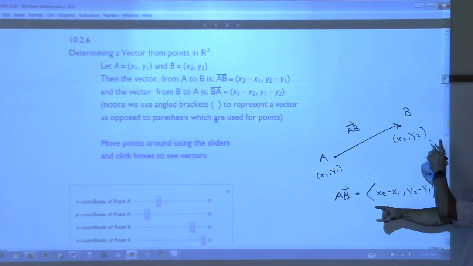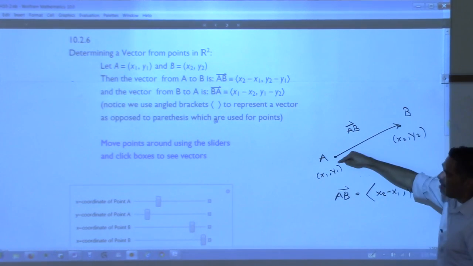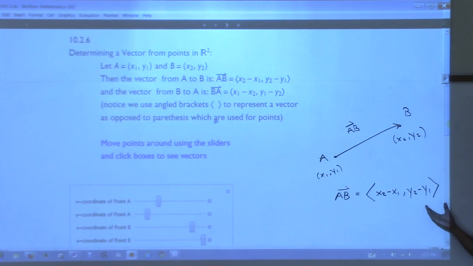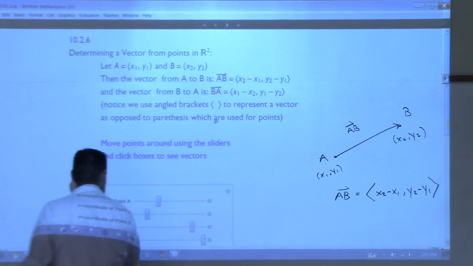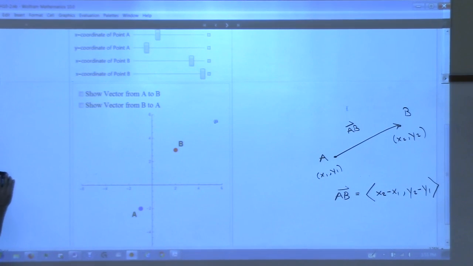Now, if we reverse it and we want to go from B to A, what happens here? You end up having x1, yep, these two switch and these two switch, okay? So this little illustration just shows you the difference. The vector from A to B is that one, and the vector from B to A goes the other direction, right? They are not the same, are they? The vector from A to B is not the same as the vector from B to A. They both have the same length, but they're pointed in opposite directions, so they are not equivalent vectors.